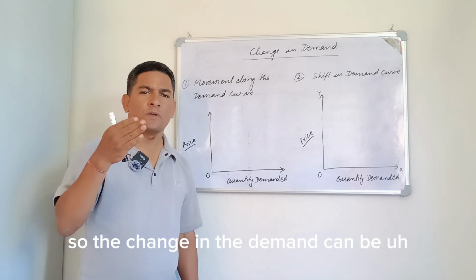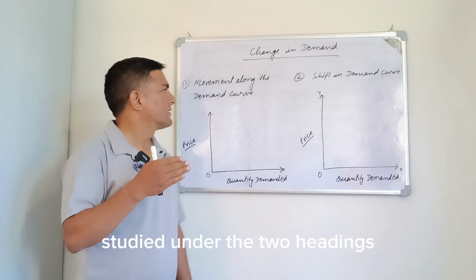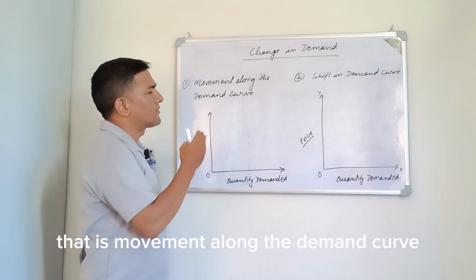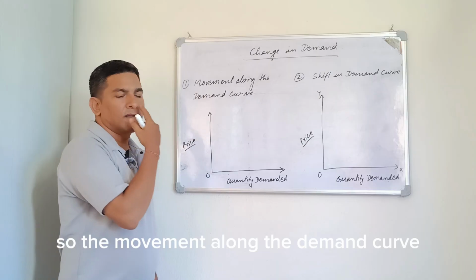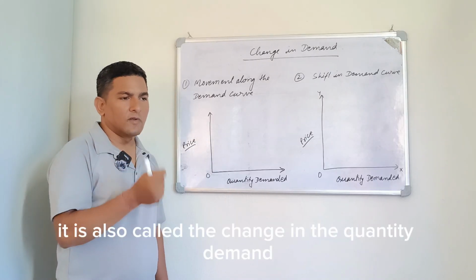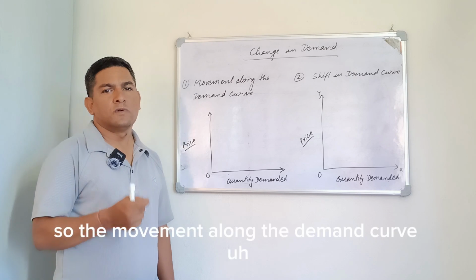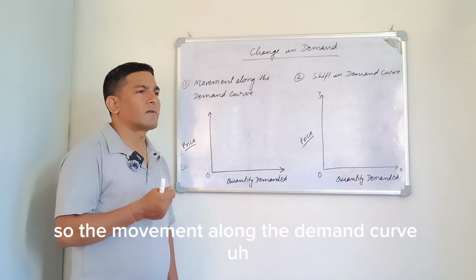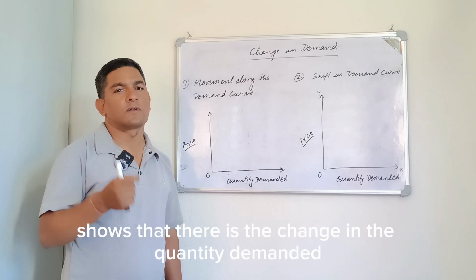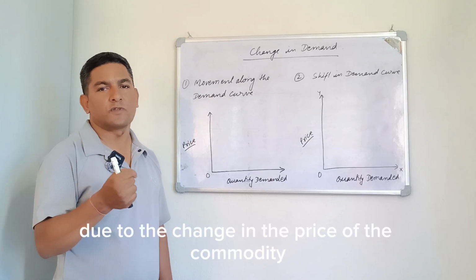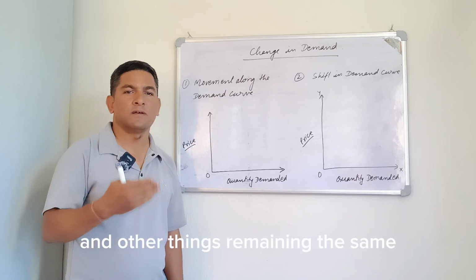The change in the demand can be studied under two headings, that is movement along the demand curve and shift in the demand curve. The movement along the demand curve is also called the change in the quantity demanded. It shows that there is a change in the quantity demanded for goods and services due to the change in the price of the commodity, other things remaining the same.